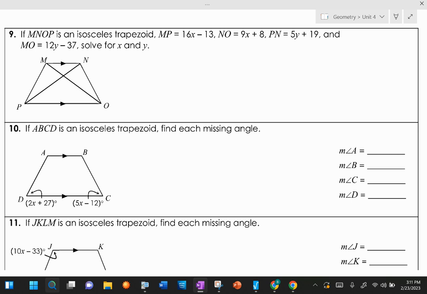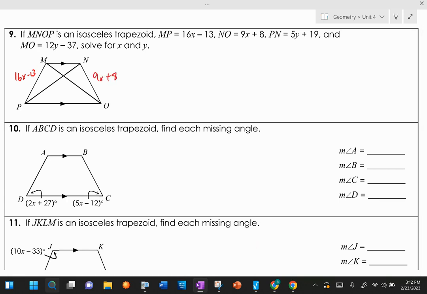Number 9. If MNOP, the letters that my son thinks is one letter, is an isosceles trapezoid, MP equals 16x minus 13, NO equals 9x plus 8, PN equals 5y plus 19, and MO equals 12y minus 37. Solve for x and y. Okay? So, labeling is always a good practice. MP will be 16x minus 13. NO will be 9x plus 8.